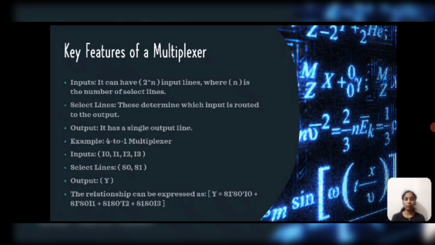For example, 4:1 multiplexer. Here we are going to give inputs, those are I0, I1, I2 and I3. Select lines are named as S0 and S1 and output is given as Y. The relationship in a 4:1 multiplexer can be expressed as Y = S1' S0' I0 + S1' S0 I1 + S1 S0' I2 + S1 S0 I3.